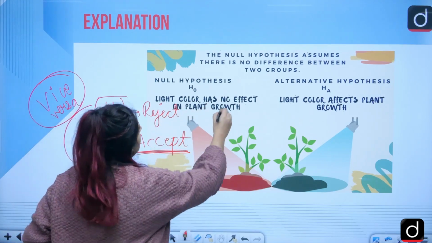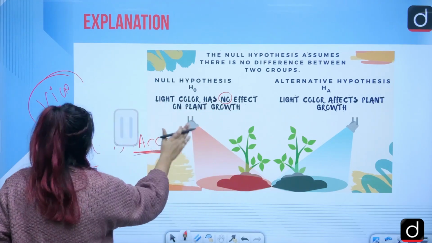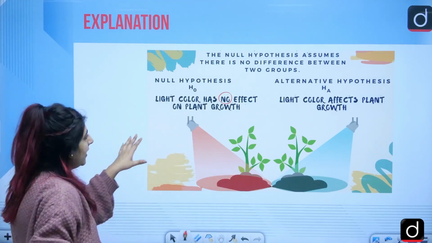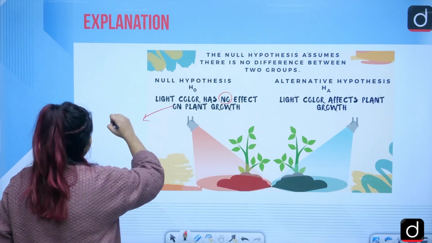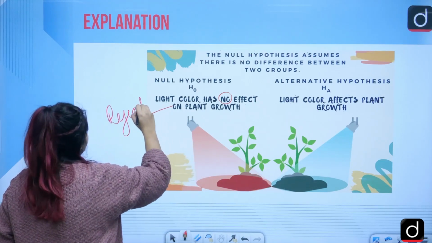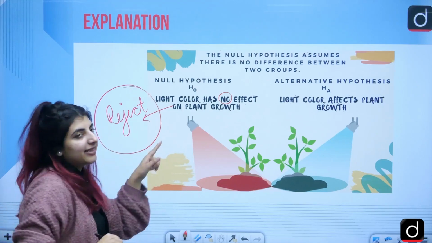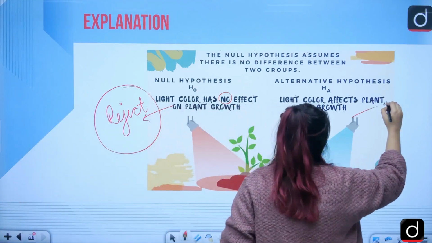Here let's just see. Light color has no effect on plant growth. Correct? Light color has an effect on the plant growth. So if you would have rejected the null hypothesis, of course you are going to accept your alternative hypothesis.